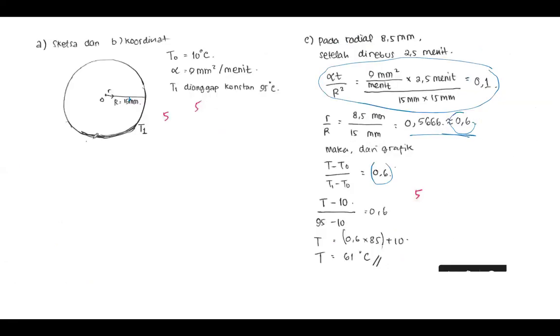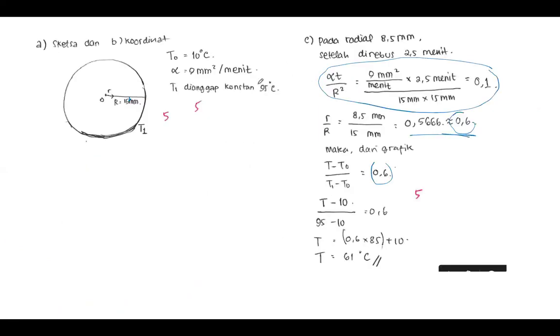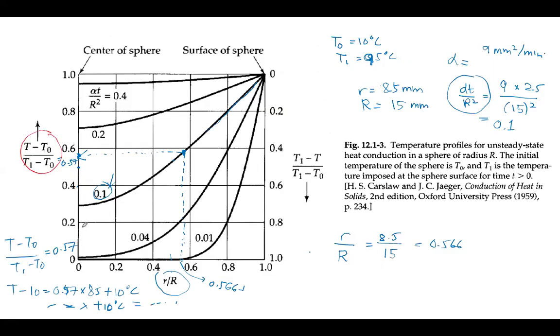In this case, calculate (T minus T0) divided by (T1 minus T0): 80 minus 10 divided by 95 minus 10, and you get around 0.82. At r/R equal to 0, so at the center, let's find 0.82 on the graph: 0.7, 0.8, 0.9. So 0.82 is maybe around here.